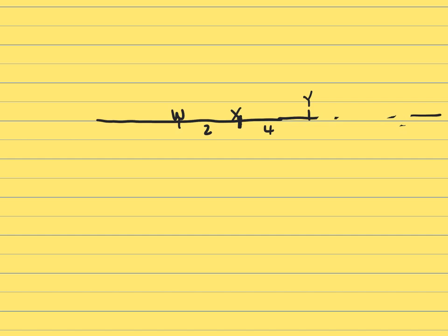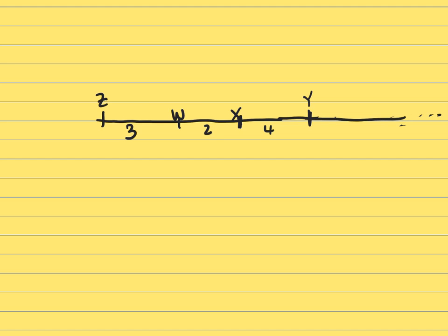So let's say that there's y. The distance between y and z is 9. So that would have to be 3, right? 4, 5, 6, they make 9.